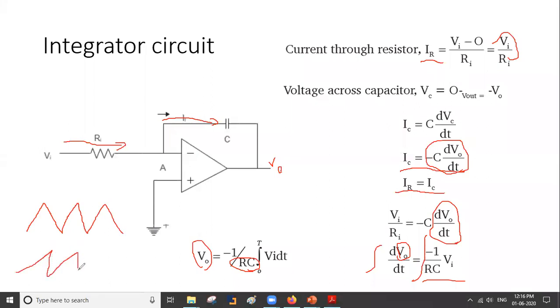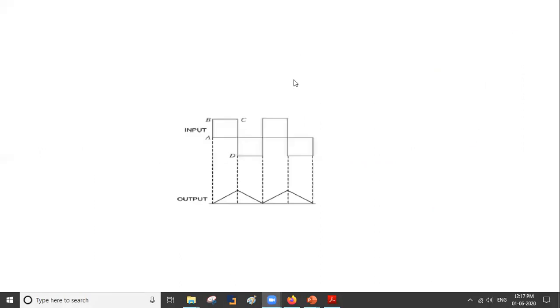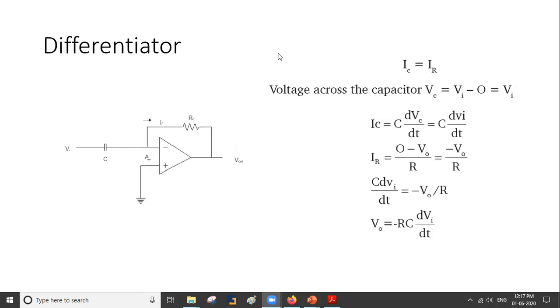You may have seen these types of waveforms. To produce either a triangular waveform or a sawtooth waveform, we use an integrator circuit. And also when we give a square waveform as input, the output will be a triangular waveform. So to convert a square wave into a triangular waveform, we use an integrator circuit. Next is the differentiator. That means if the input is a square wave, the output of the integrator is a triangular waveform. Now, differentiator.